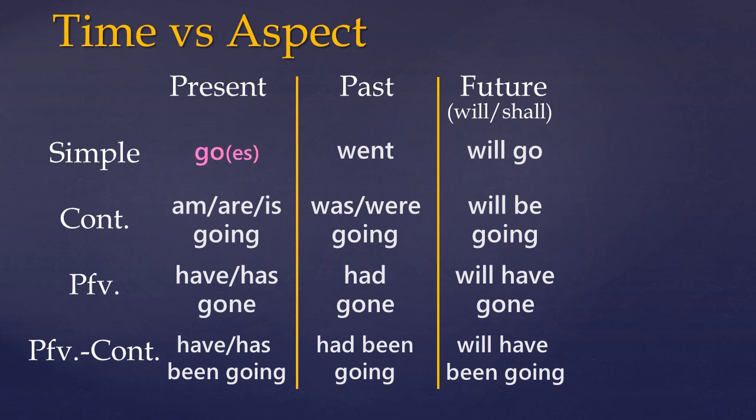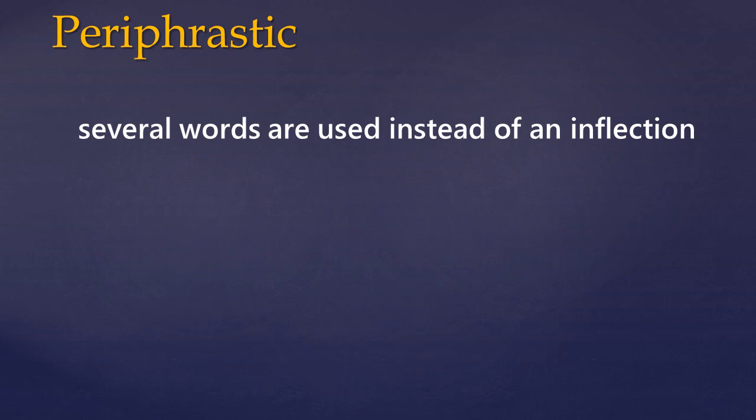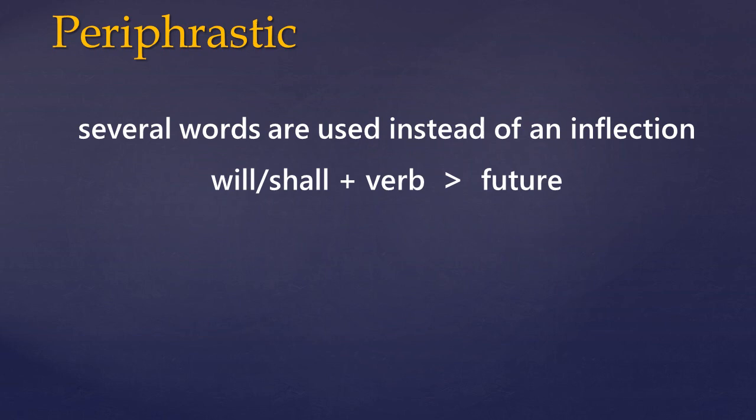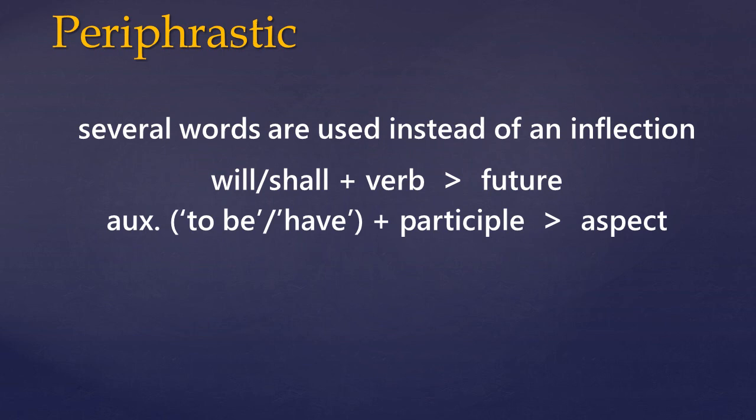So the simple present is conveyed by the base form of the verb, and the simple past by adding the suffix -ed. Although, as we've seen, in English there are many irregularities, and these are termed inflectional forms. But in English the future tense and the other aspects require auxiliary verbs. And this is termed periphrastic, which means several words are used instead of an inflection. So to create the future we combine will or shall with a verb, and participles always require an auxiliary, usually a form of to be or to have, to create an aspect.